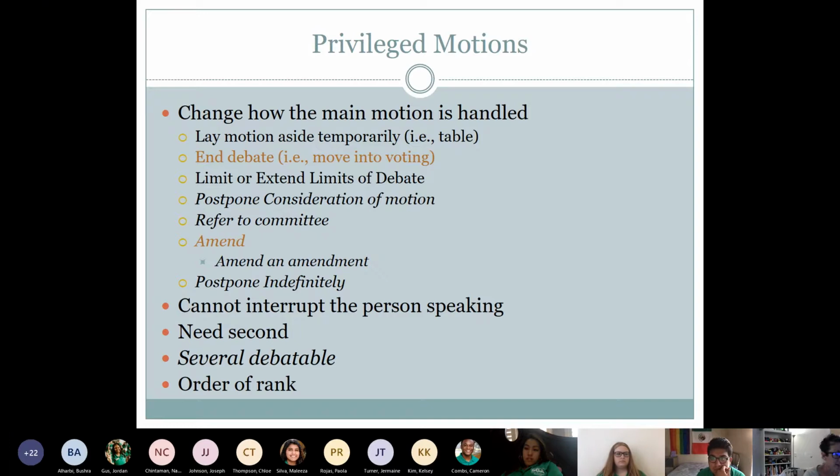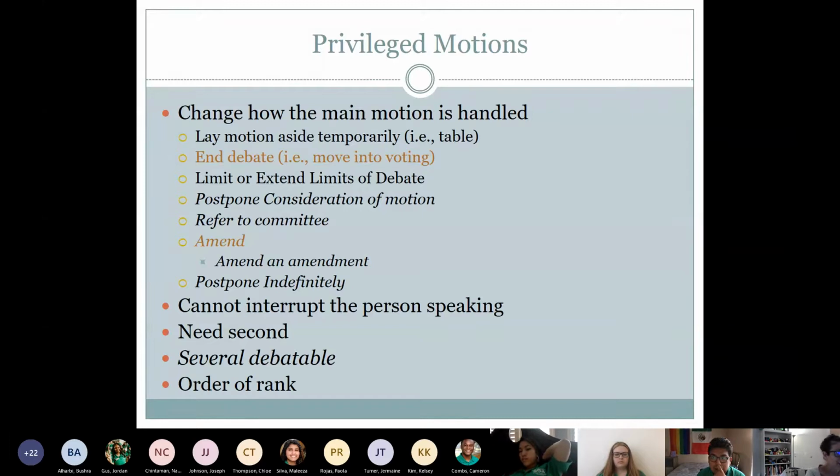Amend, again, is probably the most common, along with end debate. Amend, you're able to change part of the main motion. So you can add or remove phrases, change numbers, whatever it may be. Something as simple as fixing the grammar is an amendment. And side note, you can amend an amendment, which again, we'll talk about in a minute.